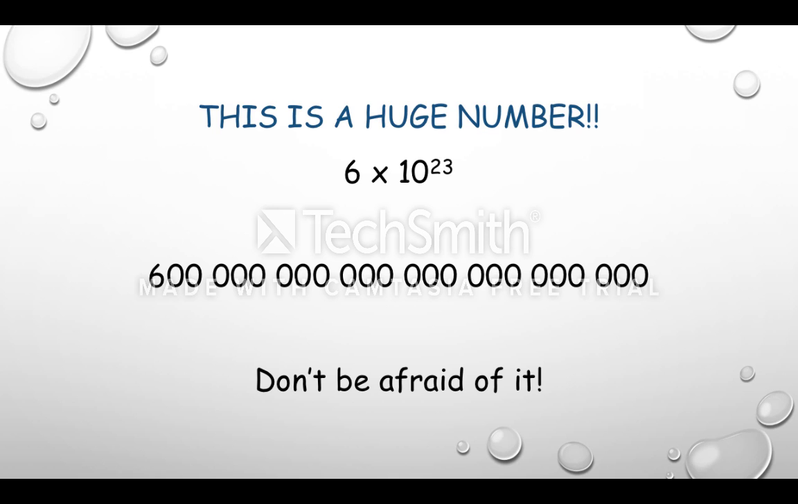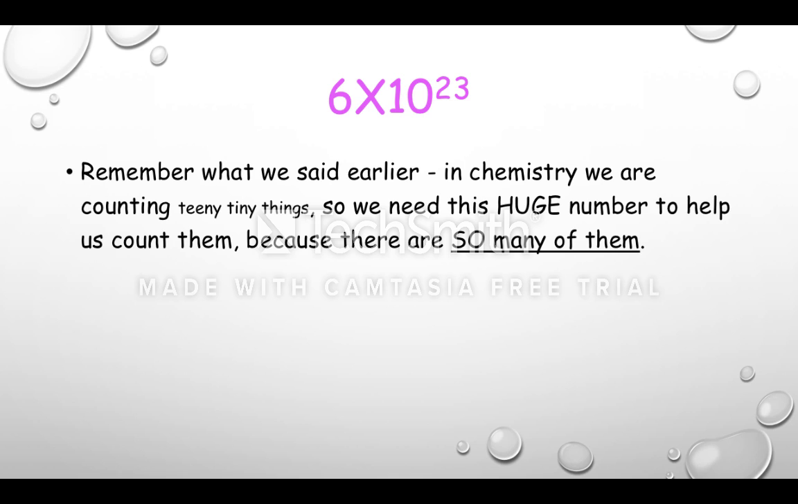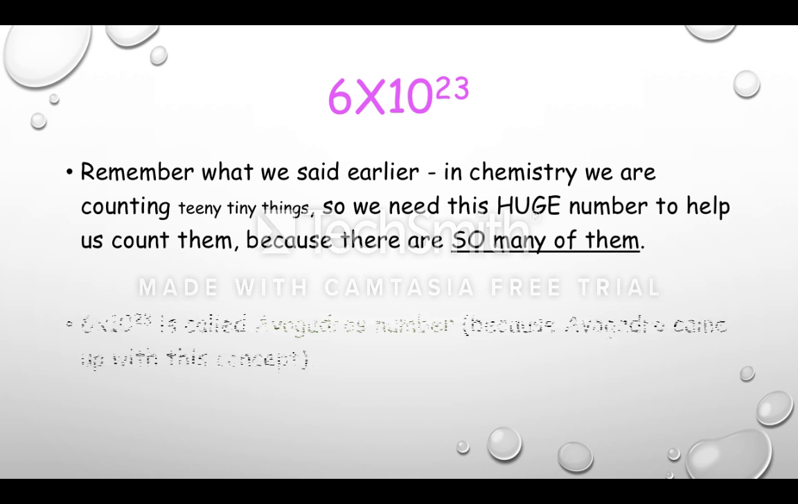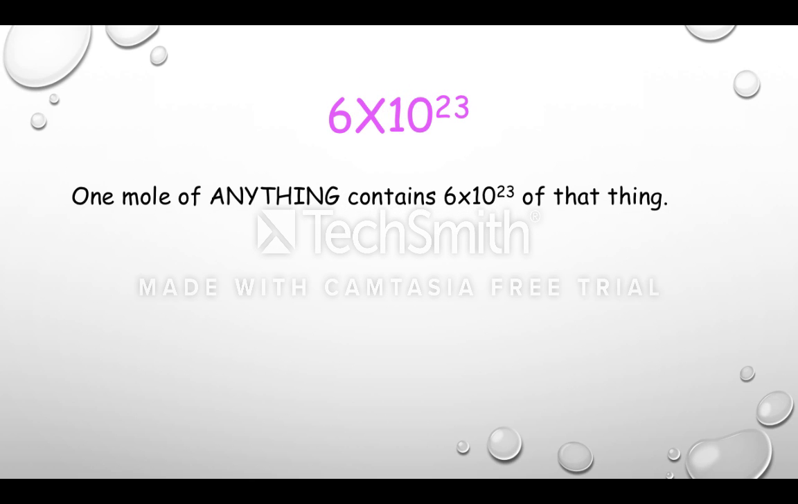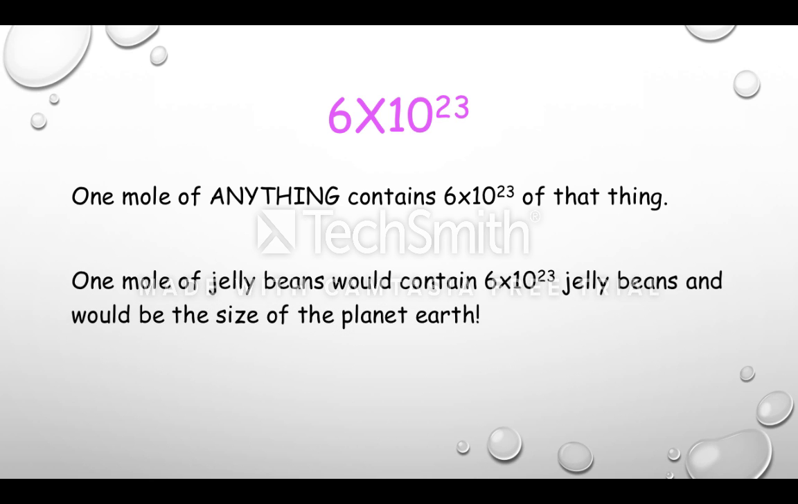Don't be afraid of this, though. Yes, it's a huge number, but it's always the same. So remember what we said earlier. In chemistry, we're counting teeny tiny things, so we need this huge number to help us count them, because there are so many of them. 6 by 10 to the power of 23 is called Avogadro's number, because that's the name of the scientist that came up with this concept. So 1 mole of anything contains 6 by 10 to the power of 23 of that thing. 1 mole of jelly beans, for example, would contain 6 by 10 to the power of 23 jelly beans and would actually be the size of the planet Earth. That's how many of them there would be.